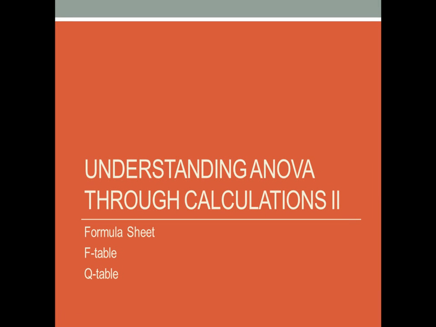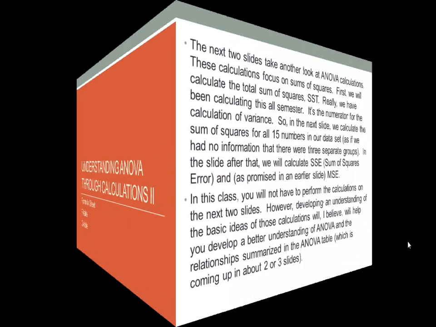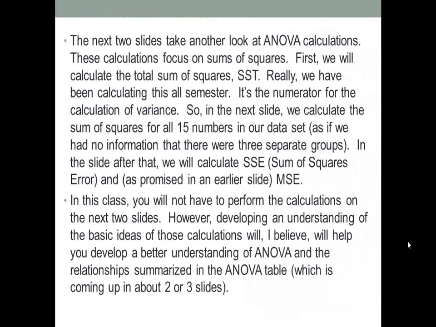Okay, the calculations in this are based on problem 2 of the ANOVA activity sheet with the pricing strategies and the sales of the green beans. I'll let you just read this first slide.